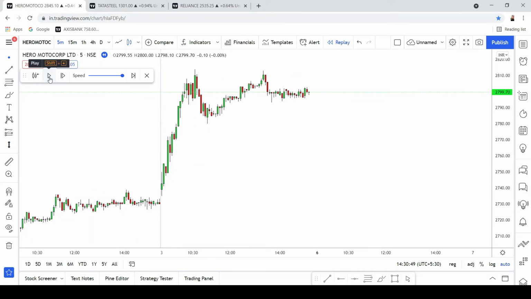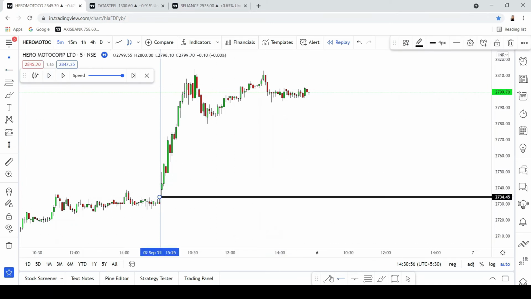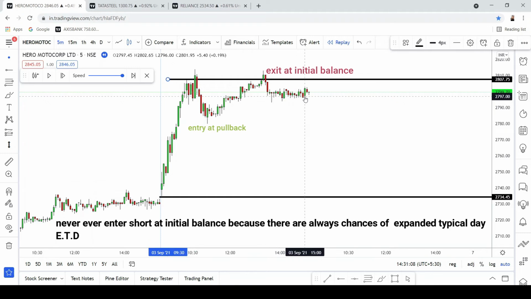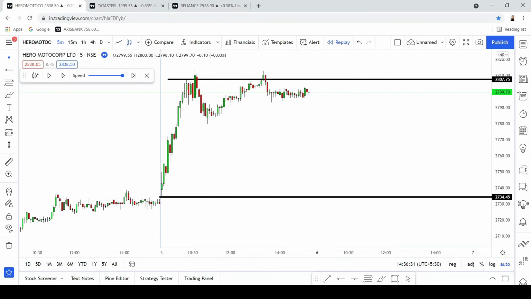So as you can see, the stock opened with a very wide initial balance, which was the first requirement of the day. After that, the stock traded for the entire day at the top of the initial balance, showing the exact characteristic of a typical day. Now let's have another example of a typical day in Tata Steel.